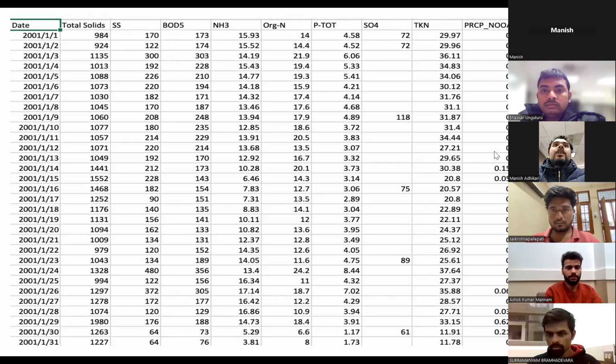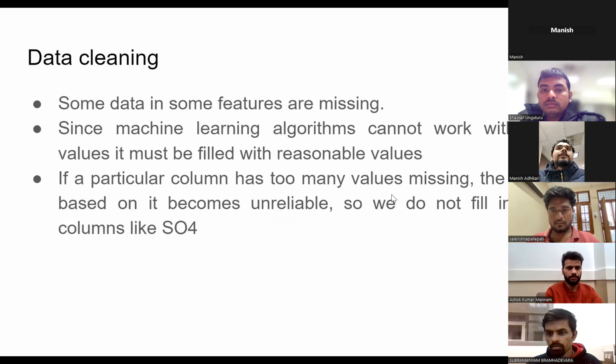So here, this is a sample of our data, and there are some columns like those water characteristics we have already mentioned, and here is the date, and you can see some of the data are missing too. So we have to treat it, and how it is going to be treated, I'll explain further. Next slide, please. Next. Yeah.